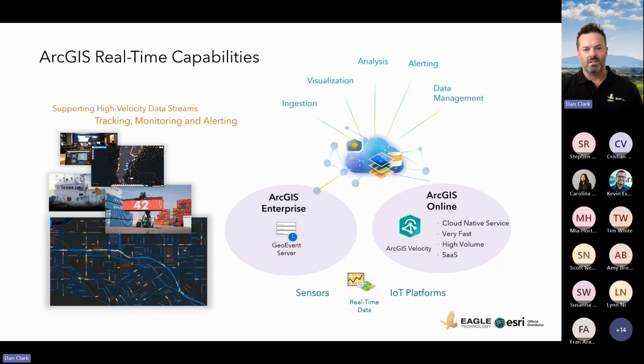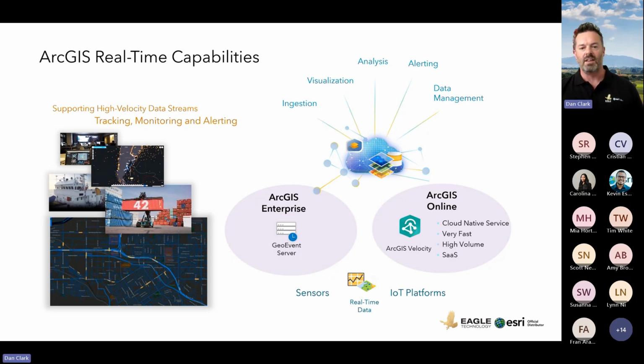ArcGIS Velocity is an optional organizational capability that delivers that real-time and big data capability in ArcGIS Online. So it provides a cloud-native SaaS solution for ingesting, monitoring, and analyzing data from real-time feeds and historical data sources. It also lets users store accumulated data as big data and run fast queries and analytics on the data. So the ability to deliver these capabilities in a SaaS environment means users can get started with real-time GIS quickly without needing to deploy and maintain the infrastructure themselves.